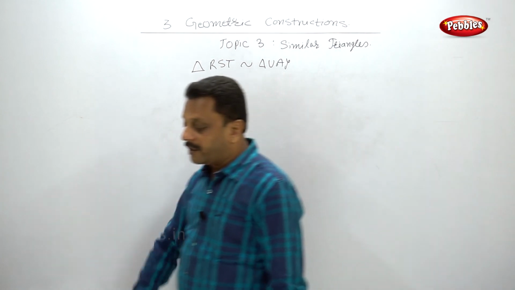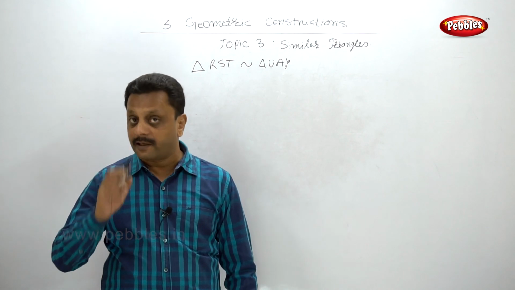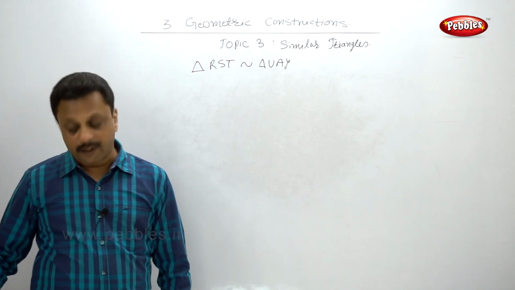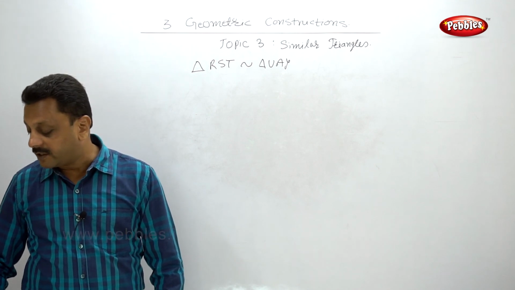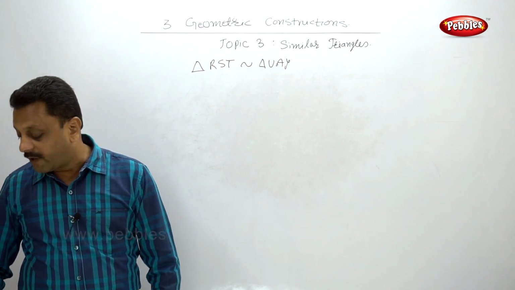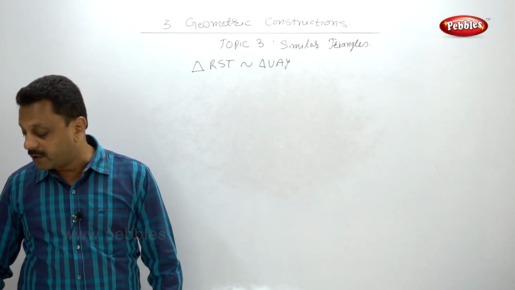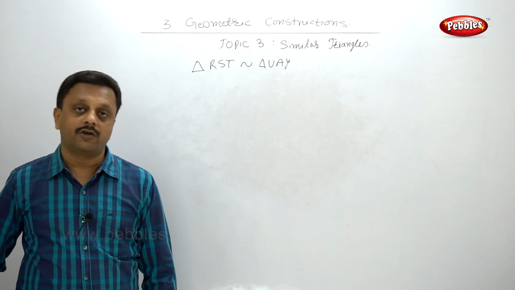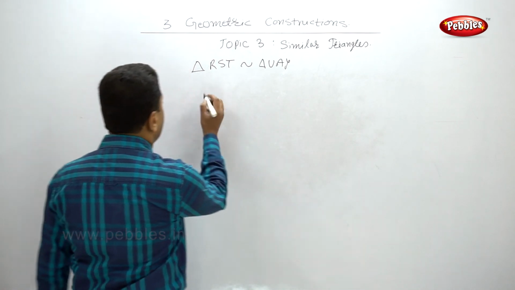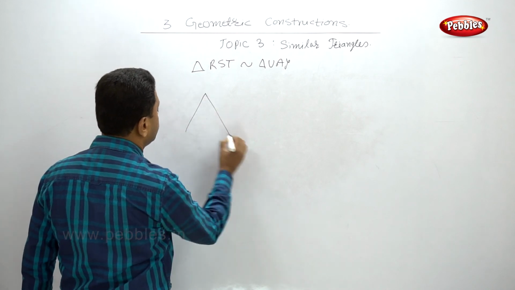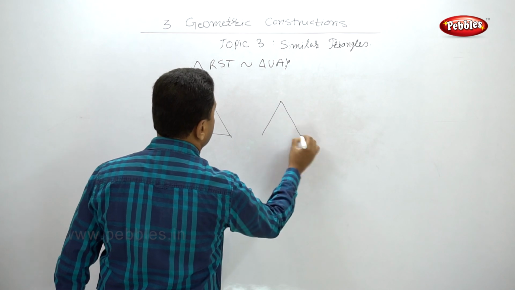Okay. Now what do they give? RS is 6 centimeters. We have to draw the analytical figure. First read the problem. RS is 6 centimeters, angle S is 50, ST is 7.5. The corresponding sides of both the triangles are in the ratio 5:4. Construct UAY. 5:4, 4 is lesser. So this is the bigger triangle and this is the smaller triangle.